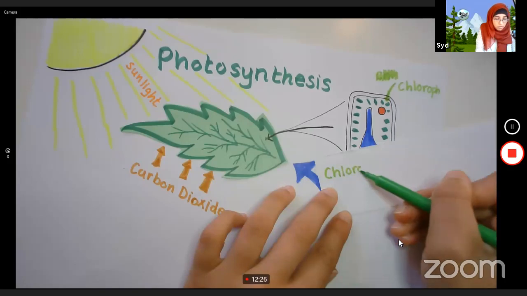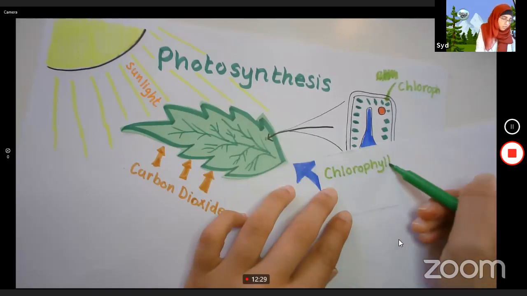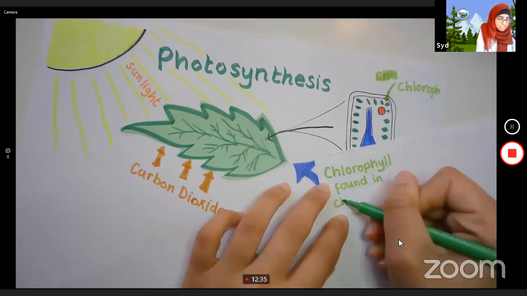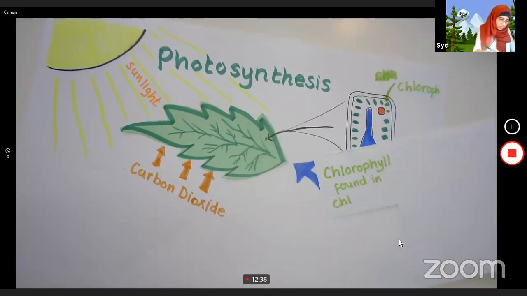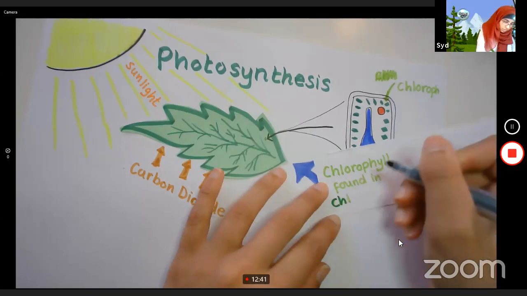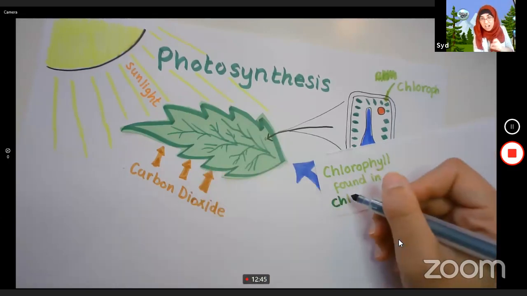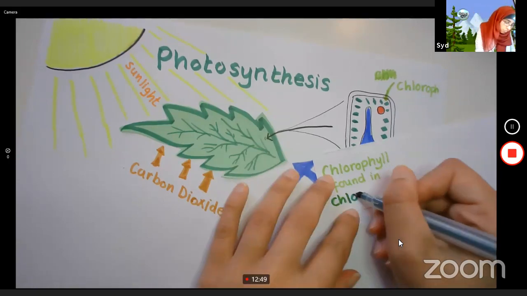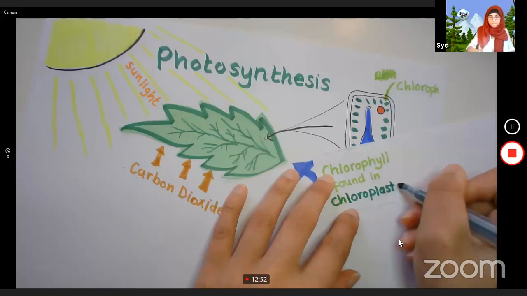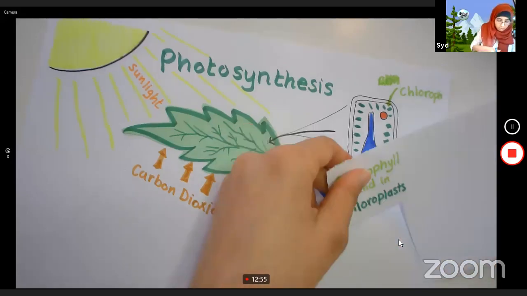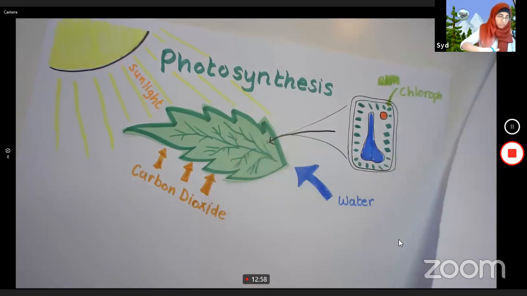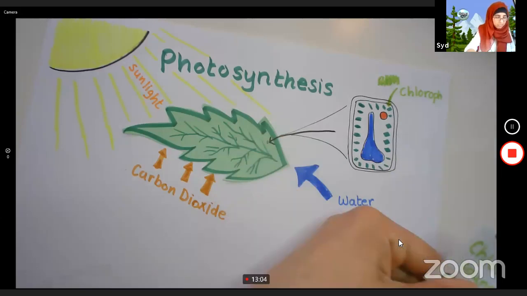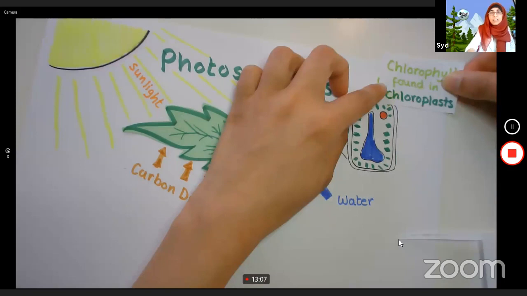Chlorophyll found in chloroplasts. So these big green bits, I might write that in this green to represent that. That's what these green bits are showing. The chlorophyll is the bit inside the chloroplast. Okay, so let me spell that correctly. Chloroplasts. I'm going to cut that out. I wasn't expecting to draw the entire cell, which is why I've run out of space in that corner there. I might just stick it like that, slightly coming off the page.